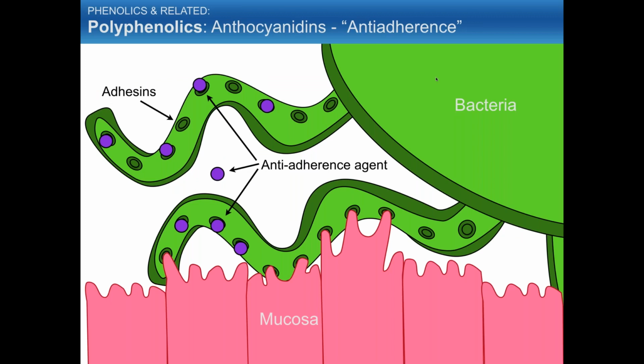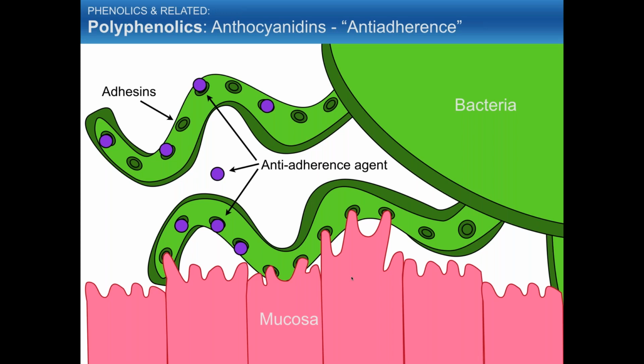Another thing that some of these do is they have an anti-adherence effect. So, some of the benefits of cranberries and elderberries: they're used to help prevent certain infections, like cranberries for urinary tract infections, or elderberries, which are beneficial for respiratory tract infections.